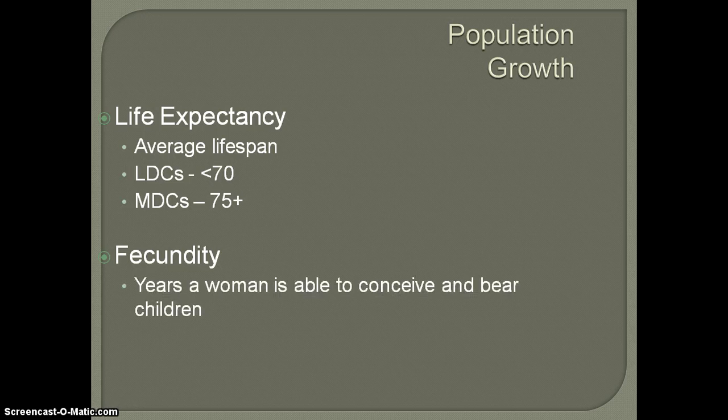Fecundity is going to be the number of years a woman is able to conceive and bear children. And typically, we rate this between the years of 15 and 45. Typically, these are going to be the years that are safe for a woman to bear children. Now 15 you might say seems pretty young, but in some countries in the world 15 is not all that young. In fact, women might be having children even younger than that, just depending on the social circumstances of that particular country.